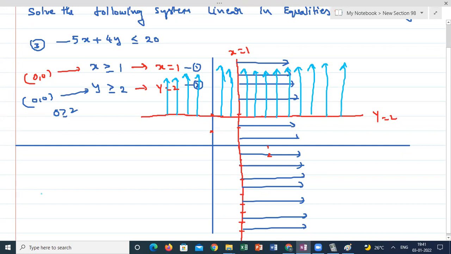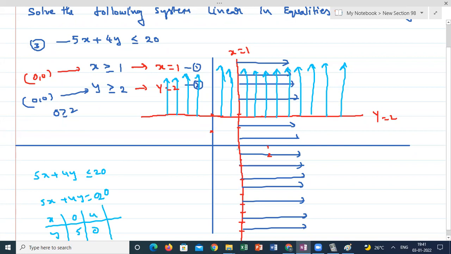Now the last one: 5x plus 4y less than or equal to 20. I am making this 5x plus 4y is equal to 20. I am making a box, x and y. If I take x equal to 0, y is equal to 5. Sorry, if I take y equal to 0, x is equal to 4.